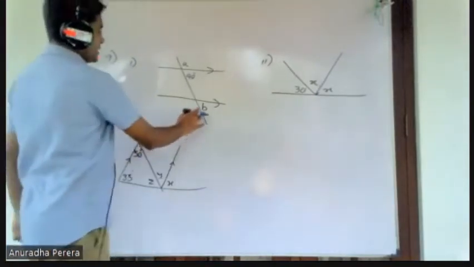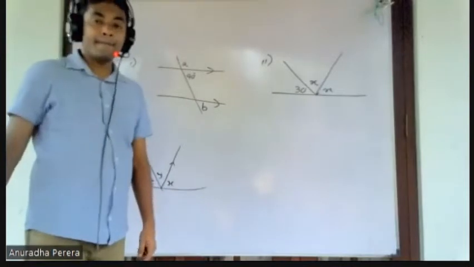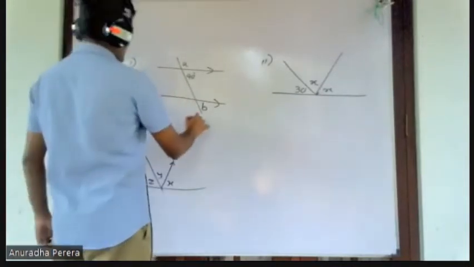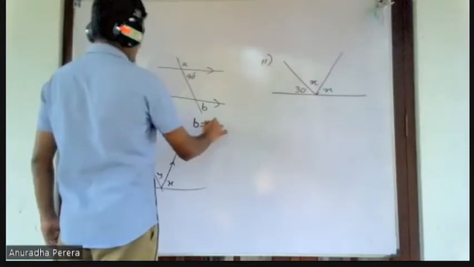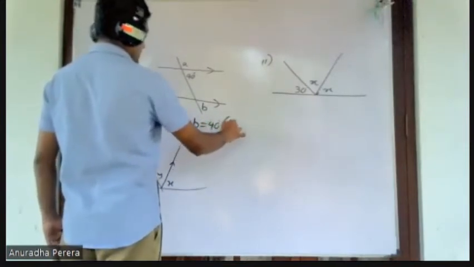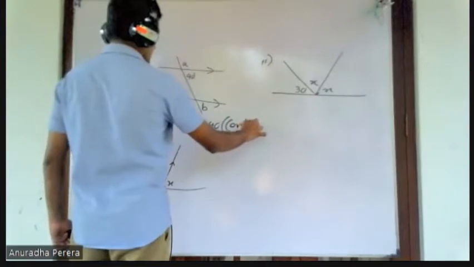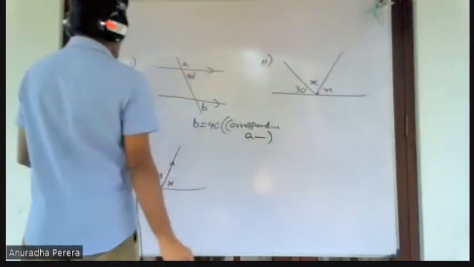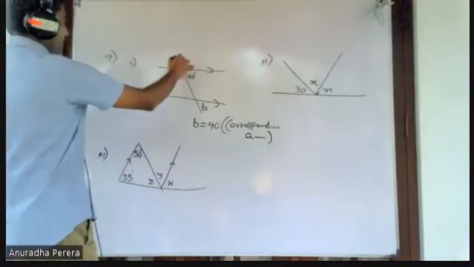What is the value of B? 40 degrees. What's the reason? Corresponding angles. B is 40 degrees. And how to find A?